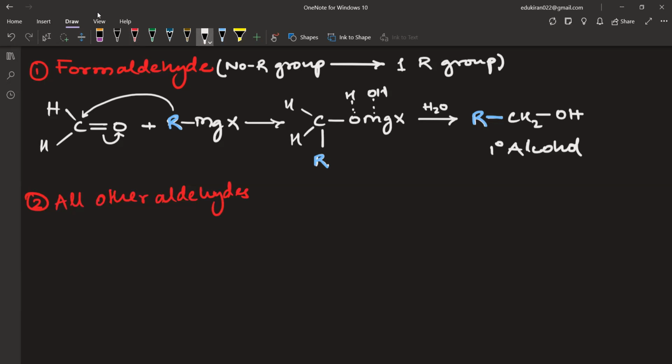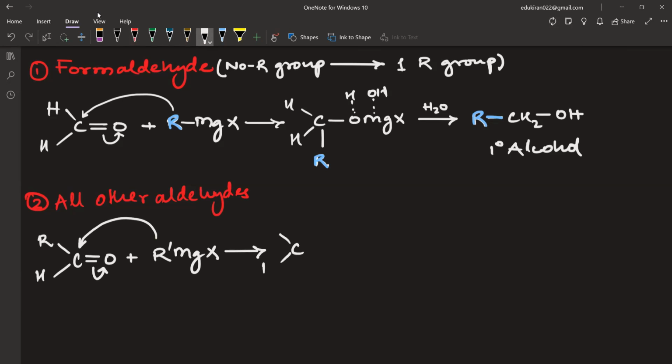All other aldehydes will have C double bond O as it is, but instead of one hydrogen, they will have an R group, and the other hydrogen will be as it is. Now, when I'm reacting this with R dash MgX, this R dash is going to attack the carbon atom. This pi bond is going to break, and you are going to form a carbon with its R and hydrogen intact, it gets OMgX, plus this carbon gets an R group which is coming from the Grignard reagent.